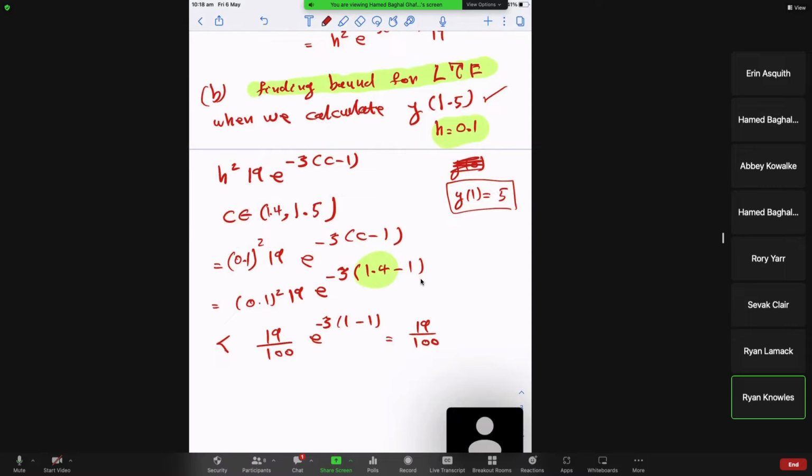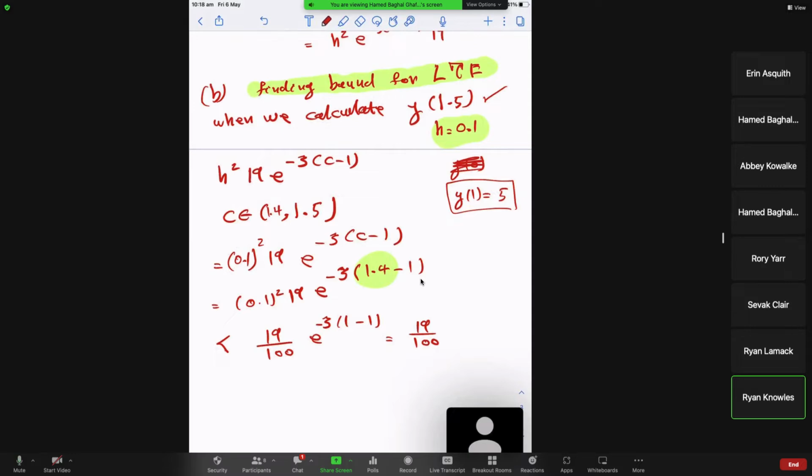But why can you choose 1? Can you choose anything in between? Anything smaller than that would make it smaller than this, but 1 was the easiest to calculate. So we just select 1 to make it easy for us. Yes, that's it.